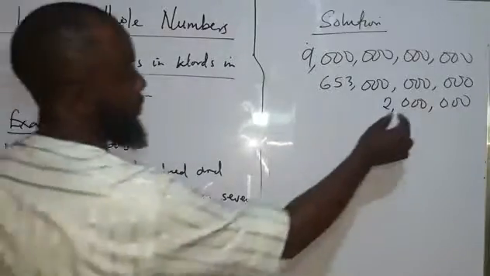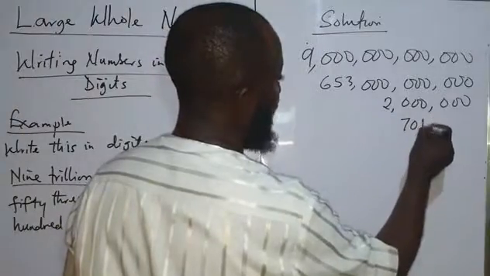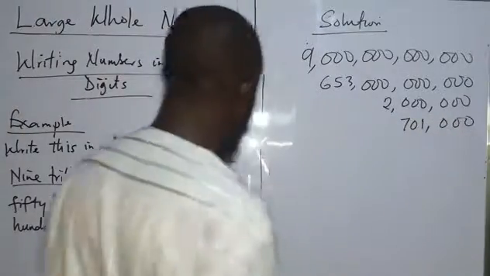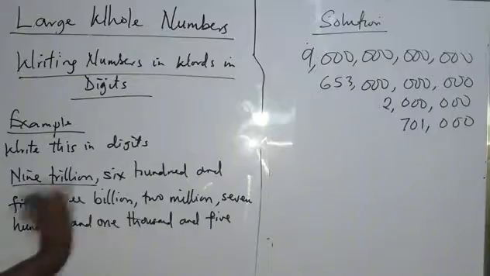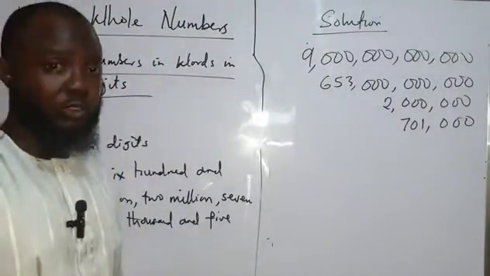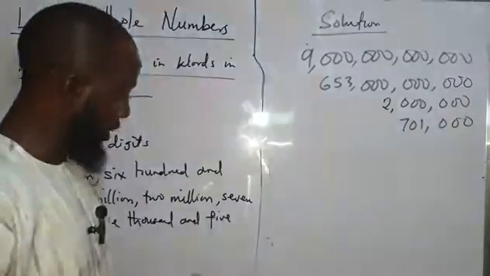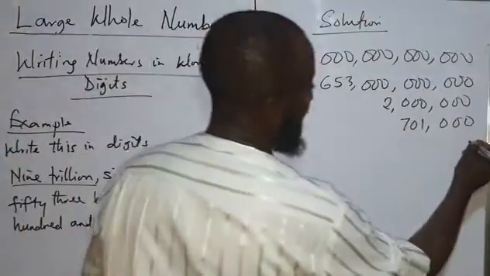701,000. This is the thousand column. So 701,000. Then the next one is 5. And the 5 here is what? Units. So it's not 50 and it's not 100. It's just 5. So the 5 will be here.